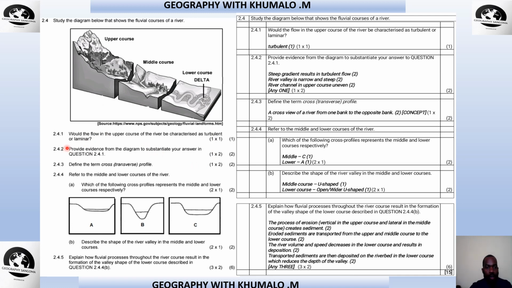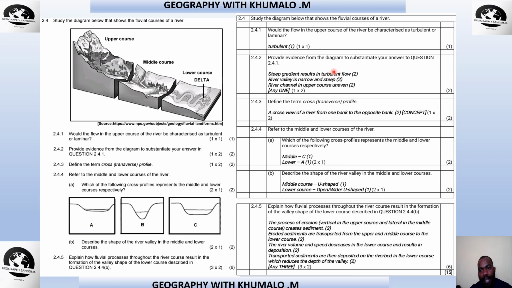So here, grade 12, they say, will the flow in the upper course of the river be characterized as turbulent or laminar? So you have to choose, and we know that in the upper course, the turbulent flow is dominant there. So the answer is turbulent there.